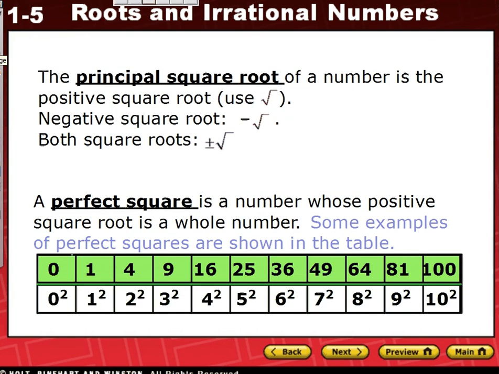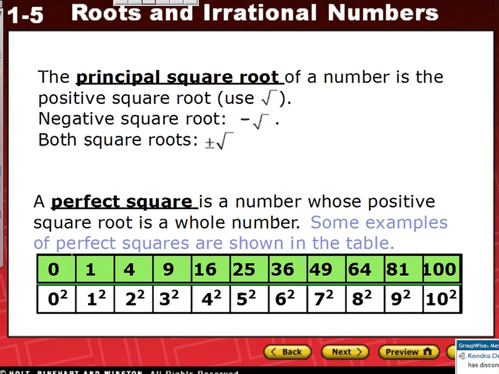The principal square root is the positive one. The negative square root is the negative one. We put the negative sign out in front because we can't actually take the square root of a negative number, because there'd be no way for us to get that number by multiplying 2 negative numbers together. Right? If you want both square roots, the positive and the negative, you use a plus or minus sign out front. We're generally mostly concerned with the principal or positive square root.